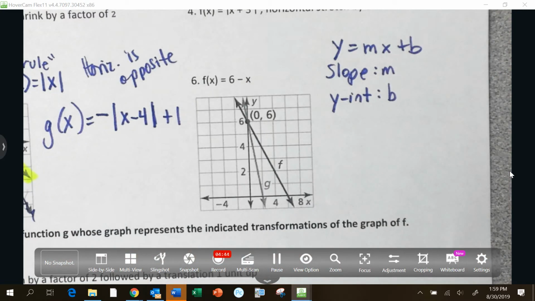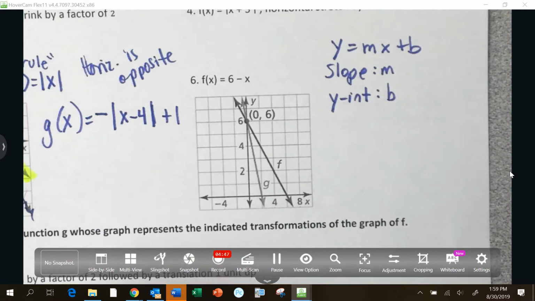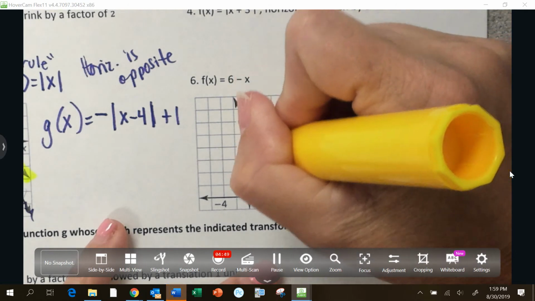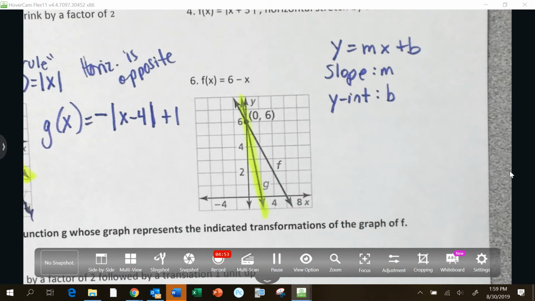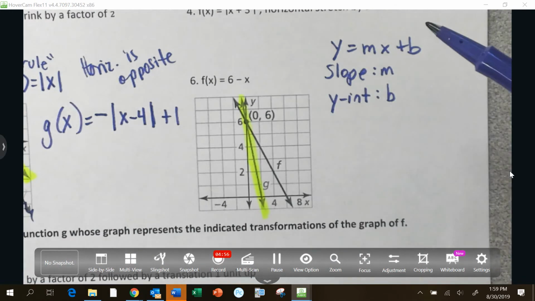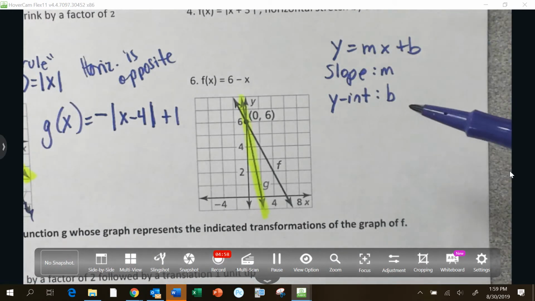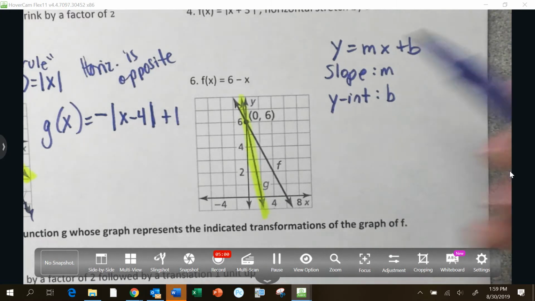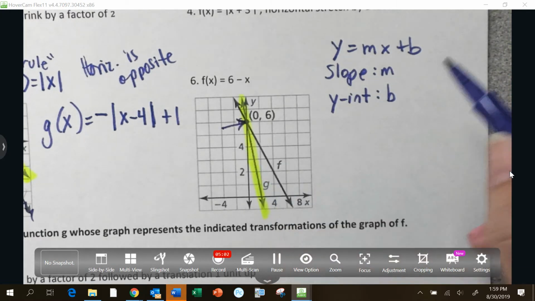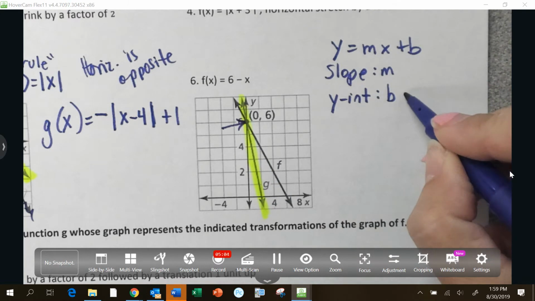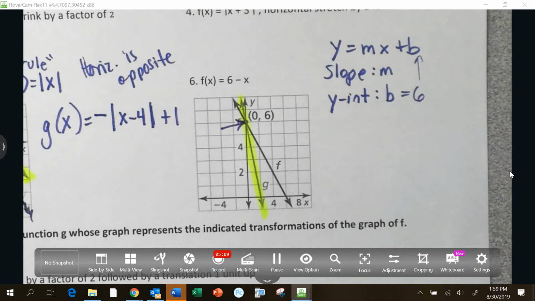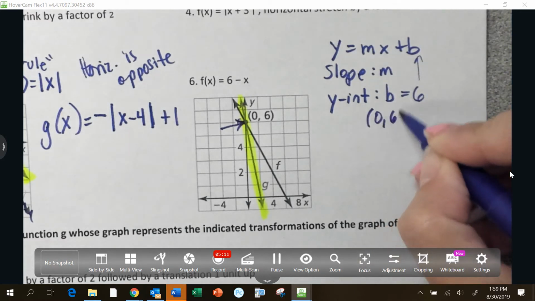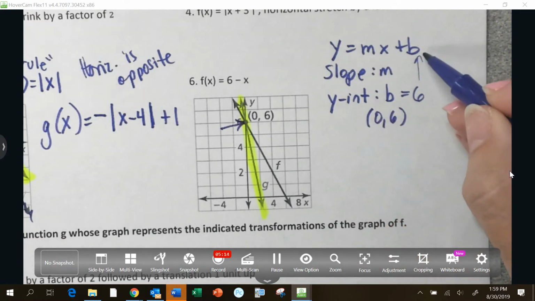So let's look at this picture. Again, I'm only looking at the one I'm highlighting, which is called G. I'm completely ignoring the F. Don't even look at that. And if it's a line, again, I'm just using slope and y-intercept. I'm not even using transformations. What is our y-intercept? 6. Okay. It's at 0, 6, so our b is going to be 6, right? The ordered pair should be 0, 6, yes. But I don't put 0, 6 in the equation, right?